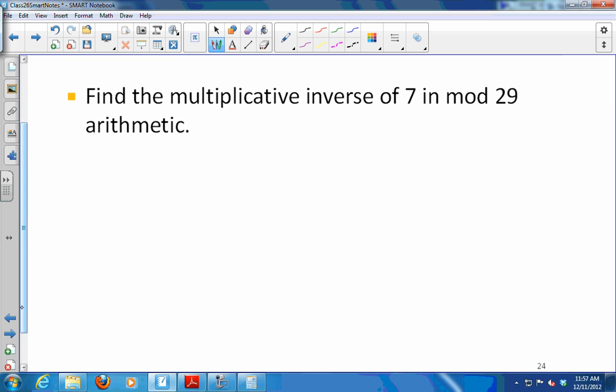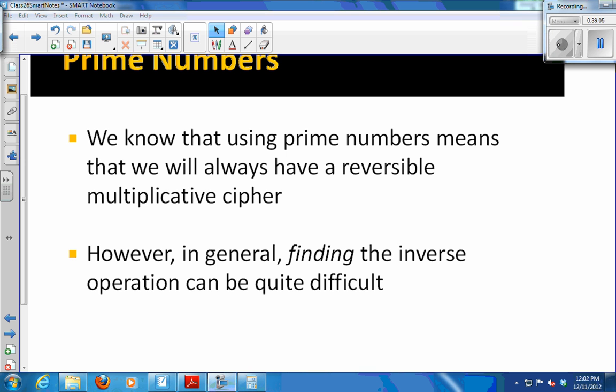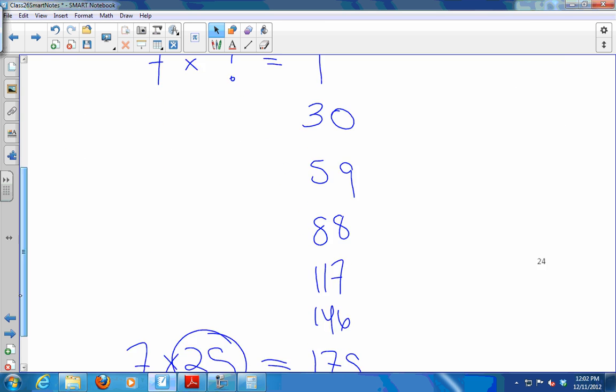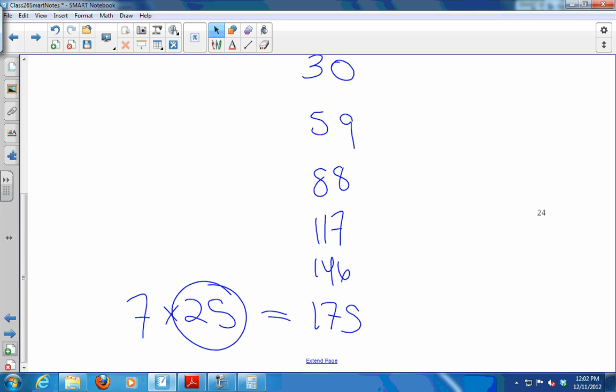Okay, so let's do one more for practice. Find the multiplicative inverse of 7 in mod 29 arithmetic. What do you multiply 7 by to make 1, or a number equivalent to 1, in mod 29? Okay, so we know that using prime numbers means it will always have a reversible cipher. That's why we choose 29, because it's prime. But in general, finding the inverse operation can be difficult, right? Like this took a long time. We had to try a lot of numbers before we came up with the 25.